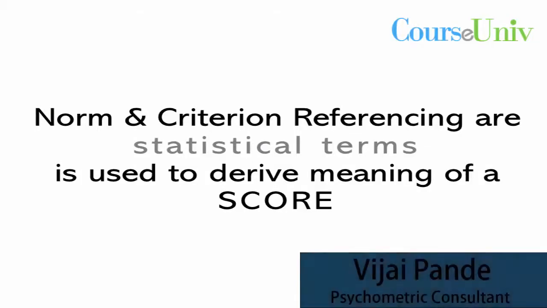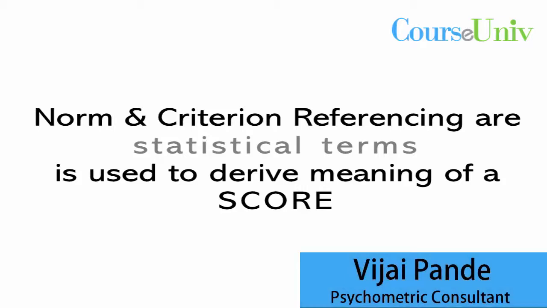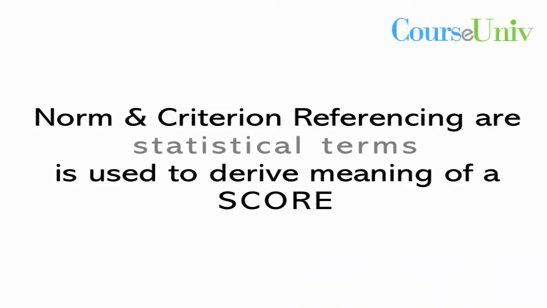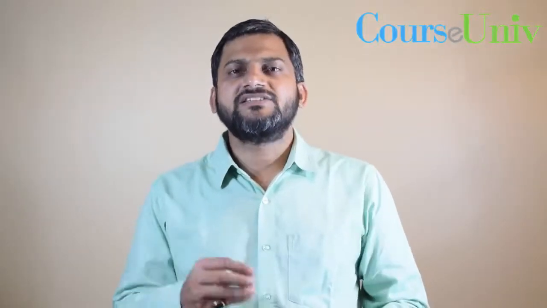In this video, we will talk about norm referencing and criterion referencing. These are two statistical terms which are used to derive the meaning of a score. Just imagine that I did a skill assessment about how fast people can write, and I gave them a score of 1 to 100. Now, let's say somebody got a score of 70.